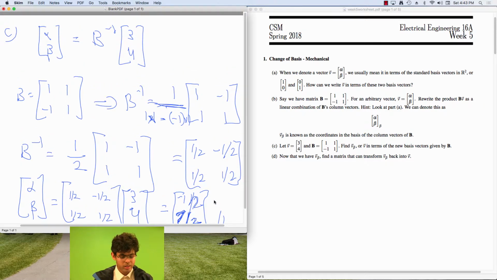In general, whenever you're given a vector, instead of 3, 4, if it's any vector, I don't know, v1, v2, all you need to do is multiply the inverse of matrix B with that vector.